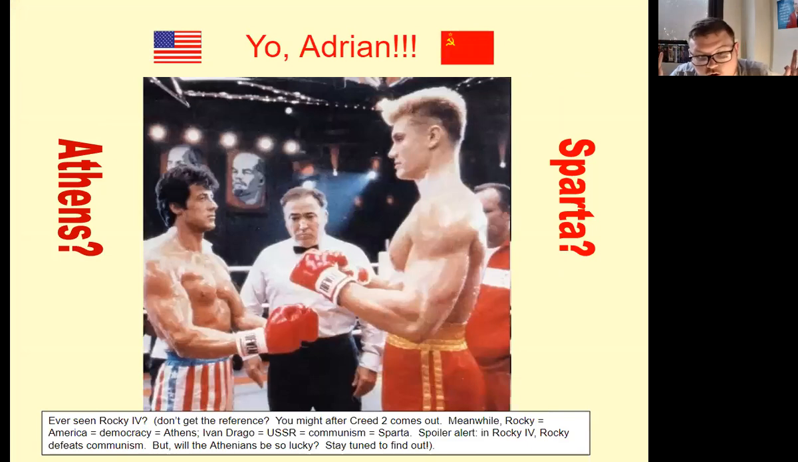So if you've ever seen Rocky IV, you'll get the reference. Creed II is already out, right? So it's just boxing. Rocky equals America and equals democracy, which equals Athens, and Ivan Drago equals the USSR, which is the Soviet Union, which equals communism, which equals Sparta. Spoiler alert, in Rocky IV, Rocky defeats communism, but will the Athenians be so lucky? Stay tuned to find out, right?